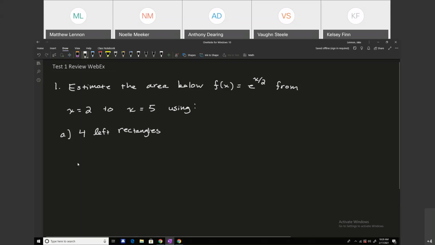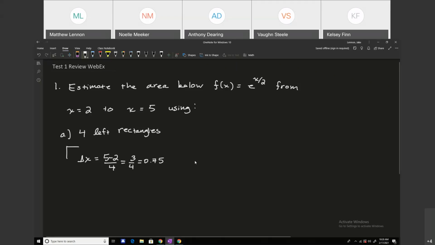So again, the main thing here is to figure out delta x and your interval, which will be the same on both parts. So delta x here is found by taking the length of our interval, 5 minus 2, and dividing by the number of rectangles we want to make. So that comes out to 3 over 4 or 0.75.